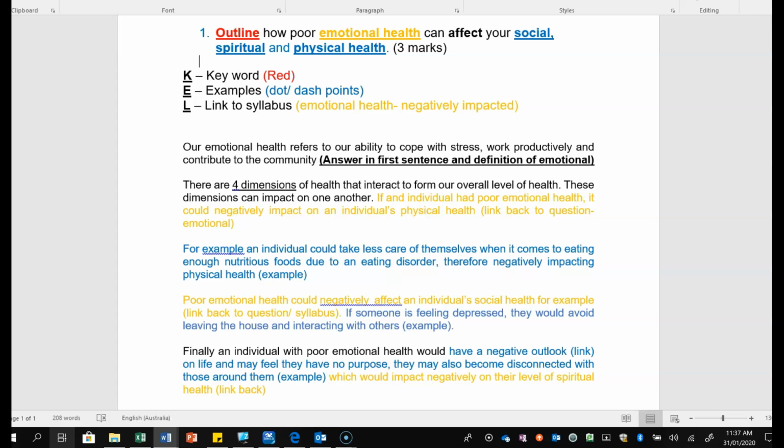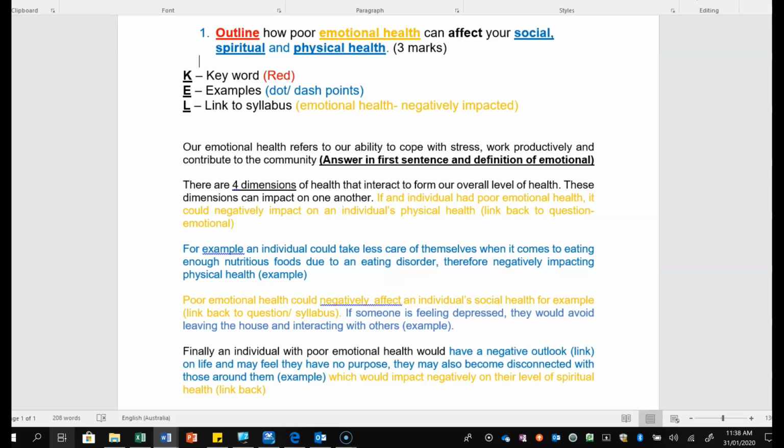You also need to be aware of how many marks the question is worth, because if this question was worth 8 marks, you would need to extend your answer and make sure you have a number of examples. But as this is only 3 marks and it is an outline, we are briefly touching on all the dimensions of health. I've color-coded the answer for you and I'm going to explain how we would approach this question.